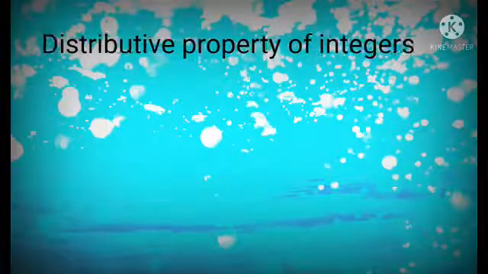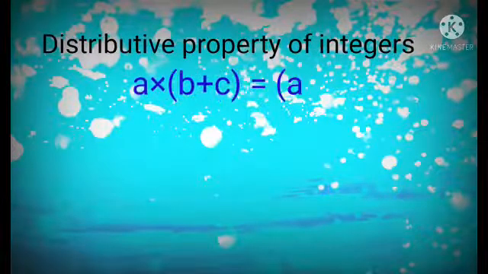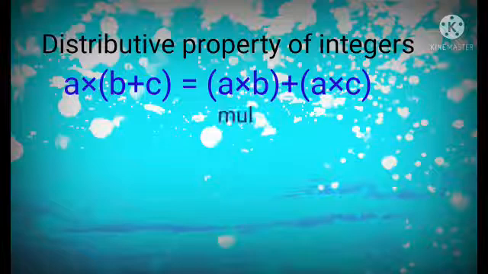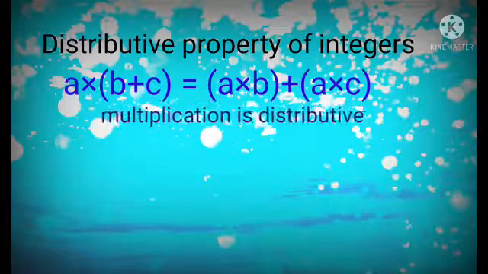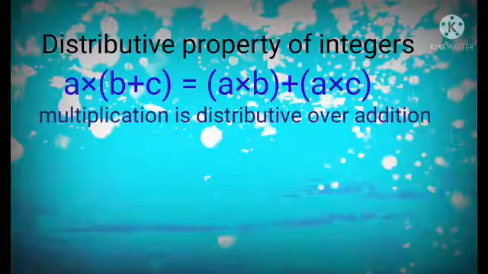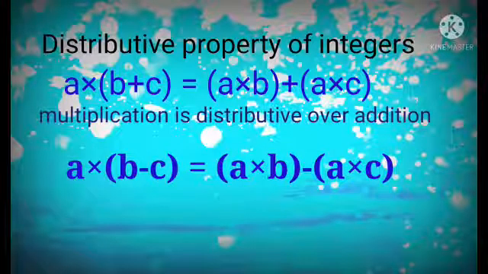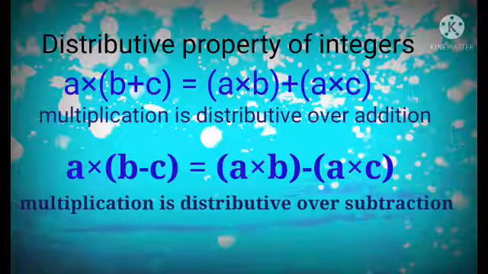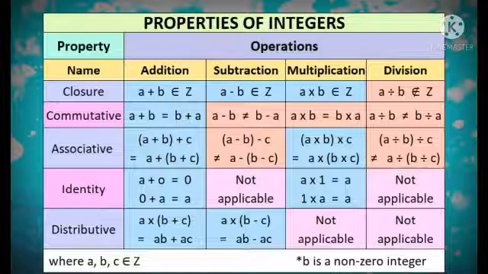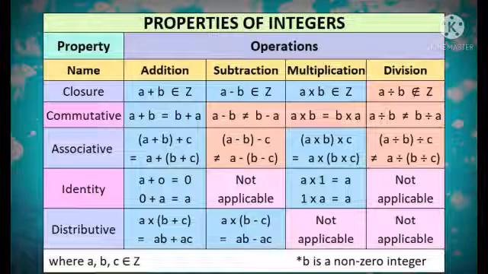Distributive property of integers. a into (b plus c) is equal to a into b plus a into c. This is called multiplication is distributive over addition. a into (b minus c) is equal to a into b minus a into c. This is called multiplication is distributive over subtraction. This chart shows the formulas of the properties of integers.